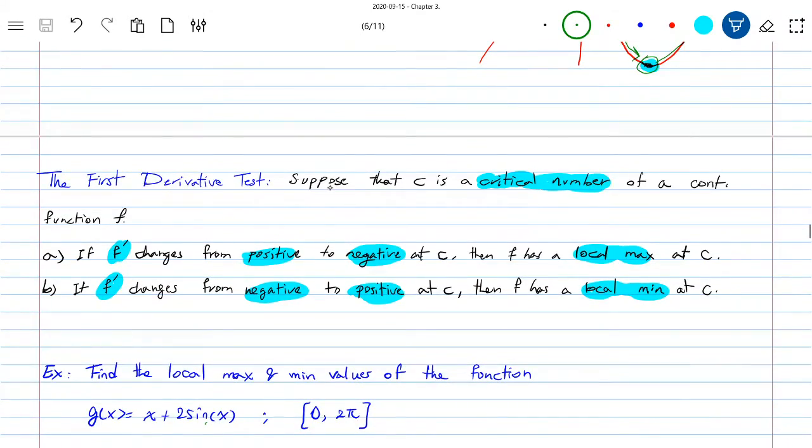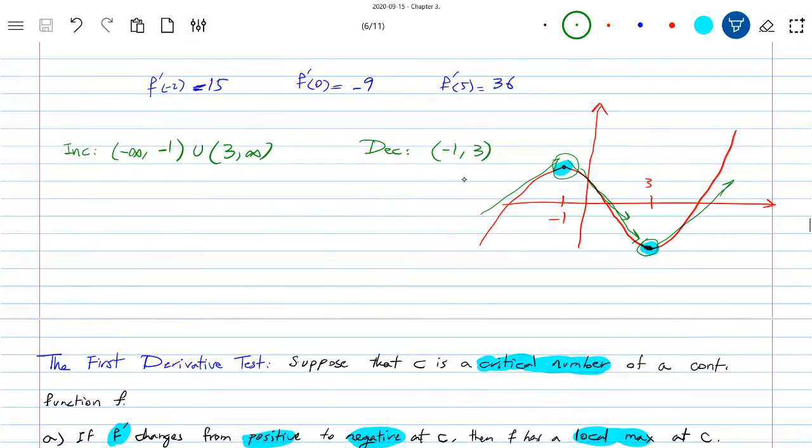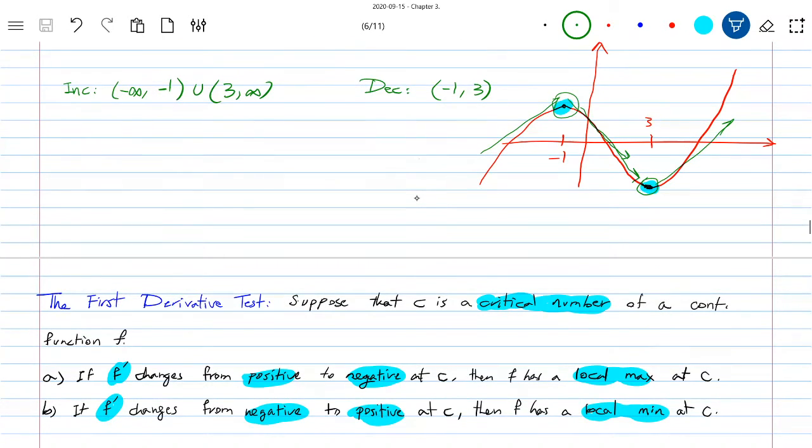So here's what we call it, the first derivative test. You find the local maximum or local minimum. If you have a critical number, in our case, you had -1 and 3 in the example, and if f prime changes sign from positive to negative, meaning from increasing to decreasing, then the point in between, the critical number, is the local maximum.